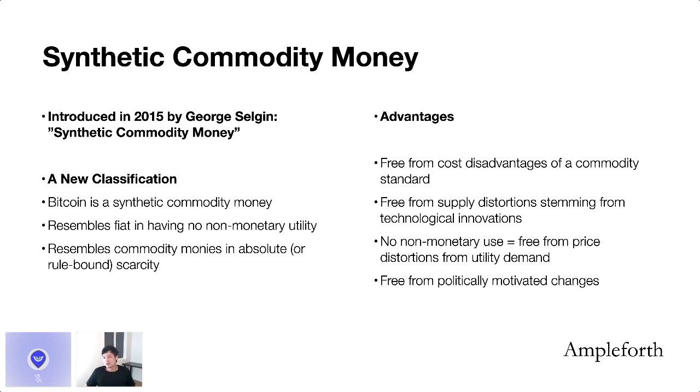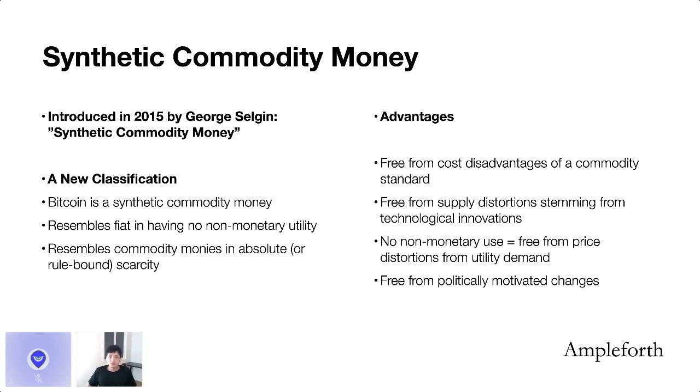Having non-monetary utility is not advantageous through the lens of money. For example, the US dollar would not be a better money if we could eat it or build our homes out of it. That would simply make it harder to regulate its supply. So we want these monies to be free from price distortions from utility demand, and Bitcoin has that quality. Synthetic commodity monies in general would have that quality as well.